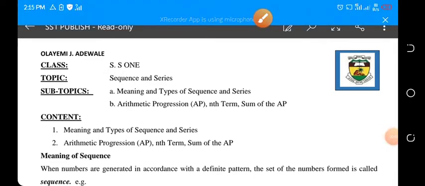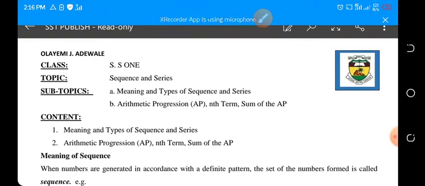Good day, everyone. My name is Mr. Olayemi J. Adewale. I am here to take sequence and series for Senior Secondary School 1. And our subtopic today is meaning and types of sequence and series.